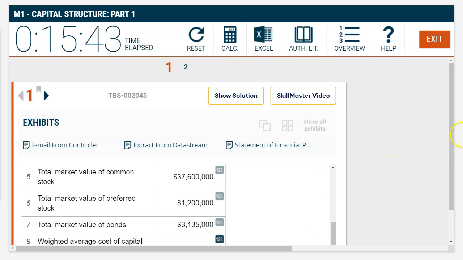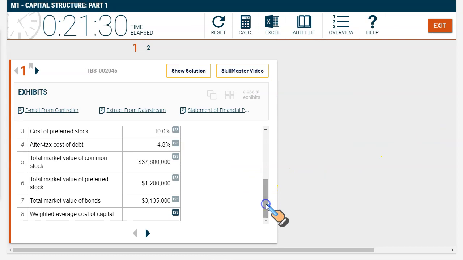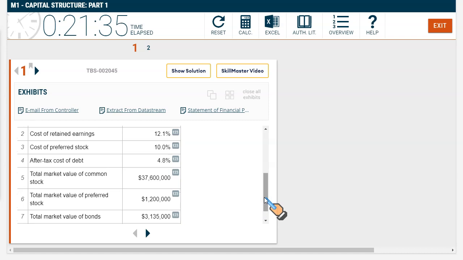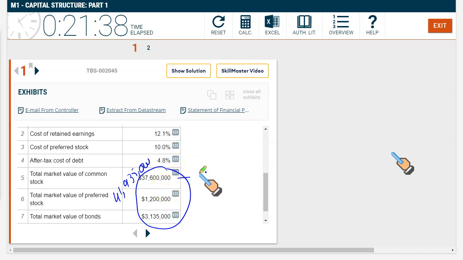Alright, what do we have next? Okay, the last part says calculate the weighted average cost of capital. So we have got everything we need on our screen right now. These are the component costs of capital, retained earning, preferred stock and debt, and these are their market values of stock, preferred stock and bonds. If you add all these, the total would be 41.935 million. If you divide each of these market values by this total, you can calculate the percentage.